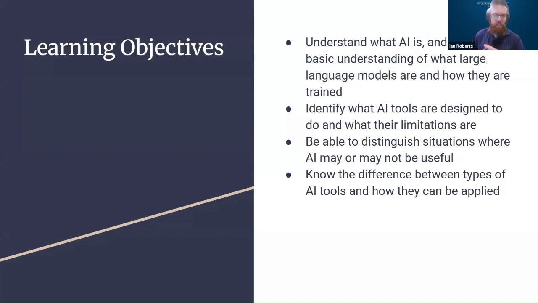We're going to go through a few select tools, I think about 5 in total, and talk about what they are designed to do. Third, be able to distinguish situations where AI may or may not be useful, what the AI is good at doing, and crucially, what it is not good at doing. And then finally, know the difference between types of AI tools and how they can be applied. There are a lot of tools on the market right now, and hopefully we can explain what some of these tools are best for, what you need to do and what students need to do.